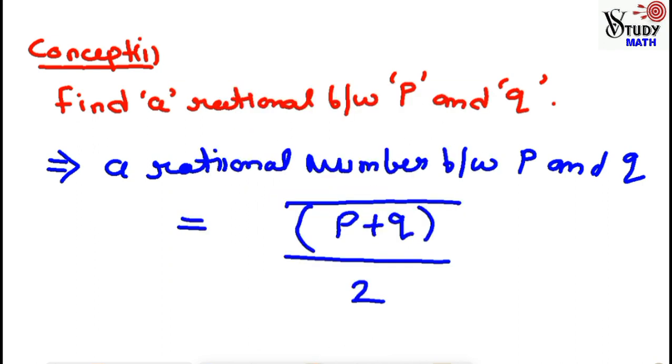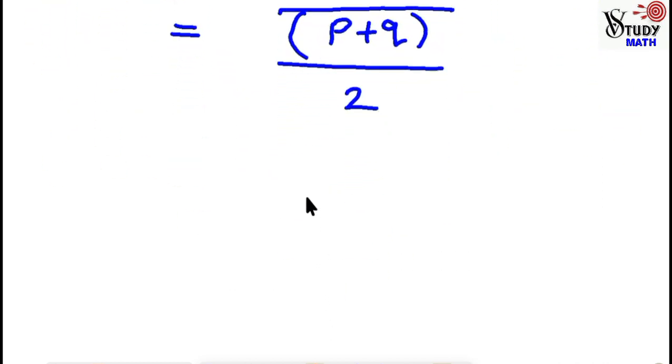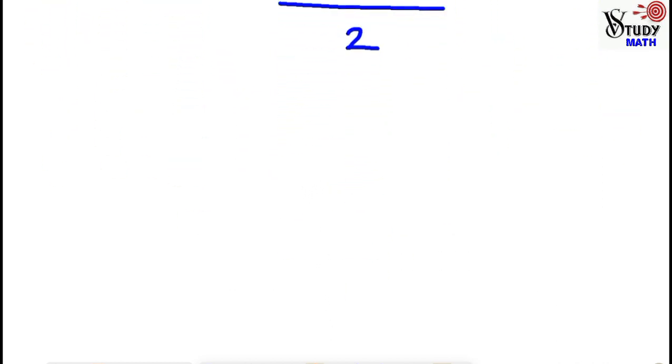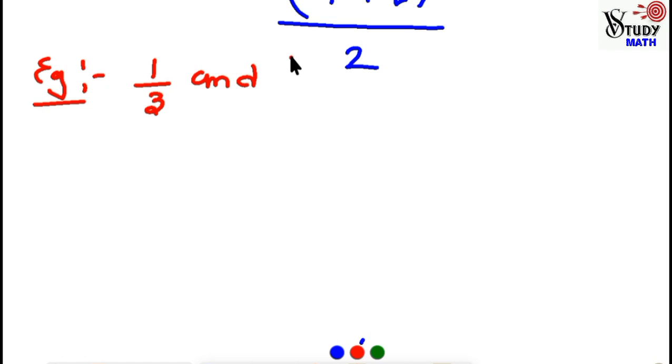Let's try to understand this thing with the help of an example. And the example is that we have 1 by 3 and 1 by 4. Find one rational number between them. So how can we find the one rational number between them?